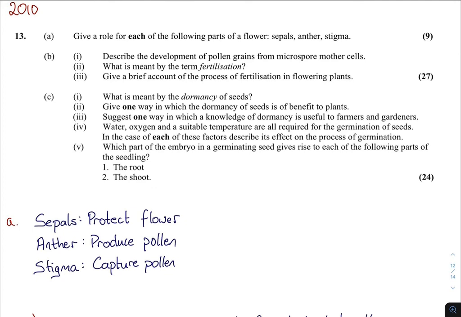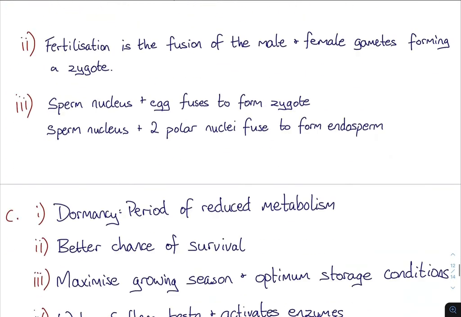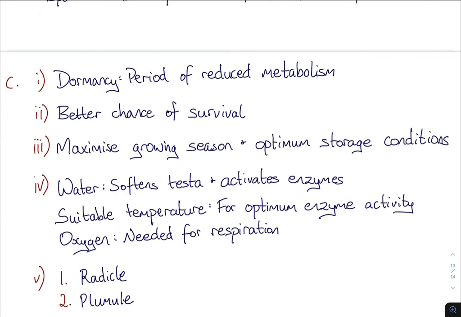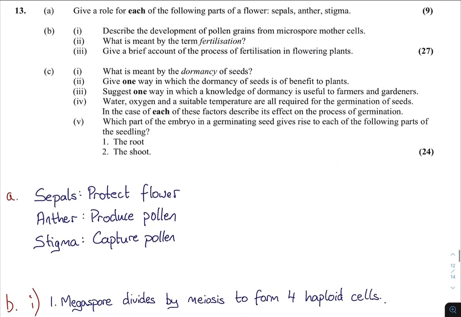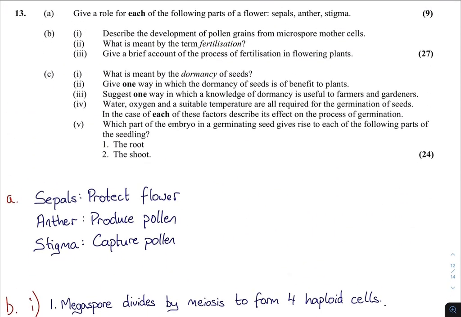We know that already. For each of these factors, describe the effect on the process of germination. So water, oxygen, suitable temperature. I like that question. Hasn't been asked in a while. Okay, so water softens the testa, activates enzymes. A suitable temperature, okay, optimum enzyme activity. And then oxygen, okay, needed for respiration. 1 and 2 is the radicle and plumule, so that's probably going to be what does the root form from and what does the shoot form from. So for root, radicle, and the shoot is the plumule then.